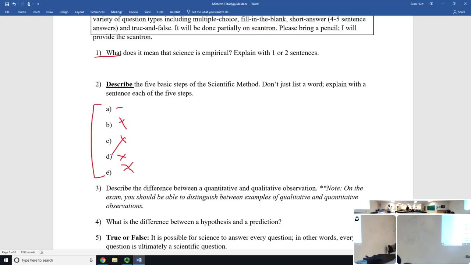Do you need a study guide on that? That's okay. I have one. You need one? Okay.